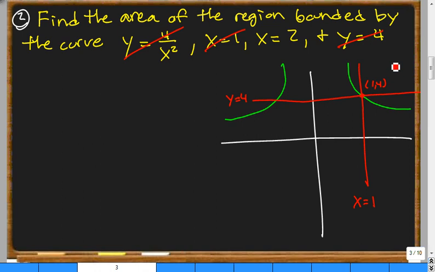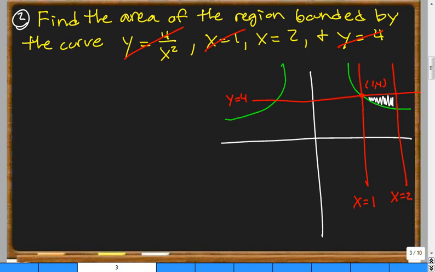So x equals 2. This is the area that I want, the one that's bounded by all of these things. That's what I'm looking for. So how do I go about this particular graph, this one being a little bit more difficult to find than maybe some of the others?